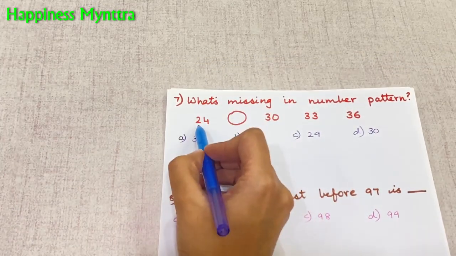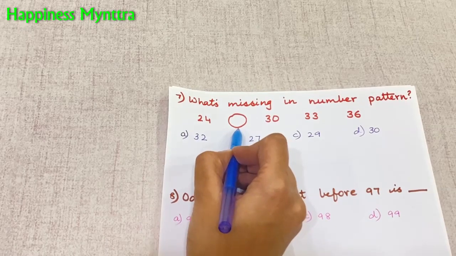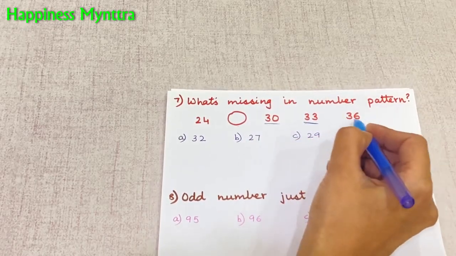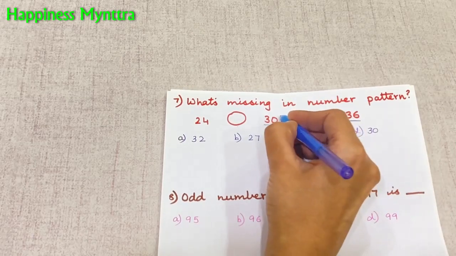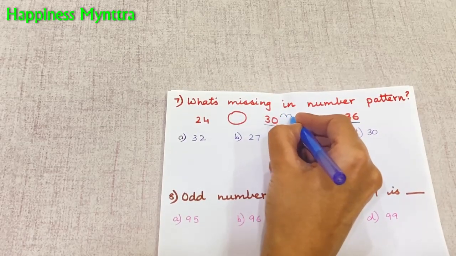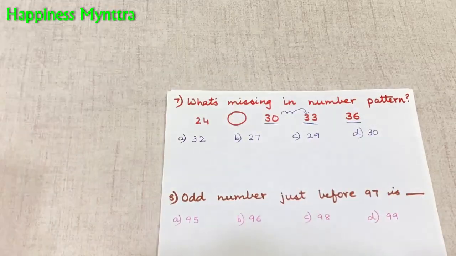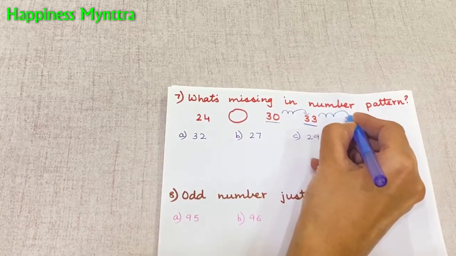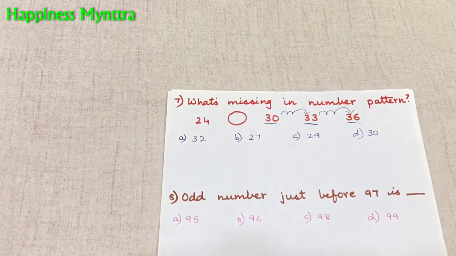So here obviously we cannot correlate anything between these two. We'll move ahead. So 30 and 33 and 36. It's a jump of 3. 31, 32, and you land at 33. Similarly, 34, 35, and you land at 36.